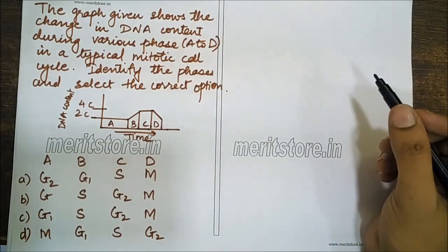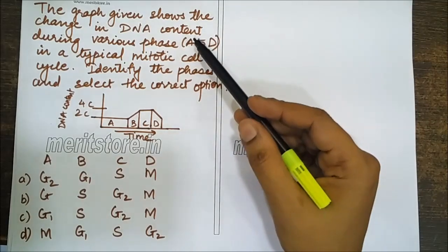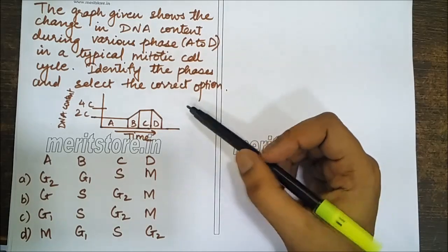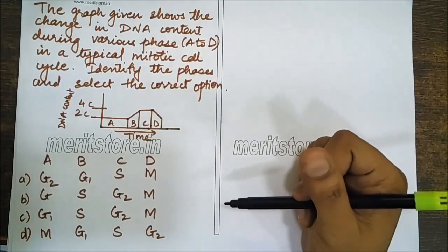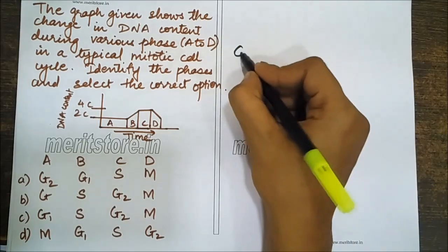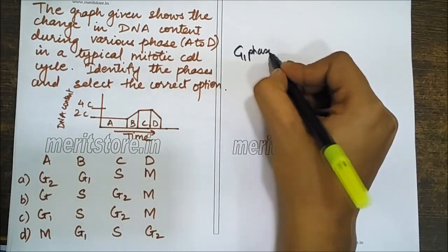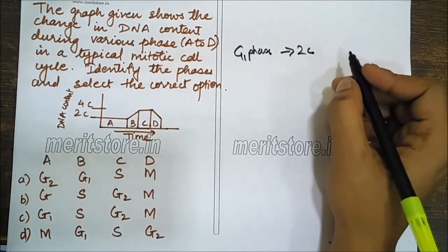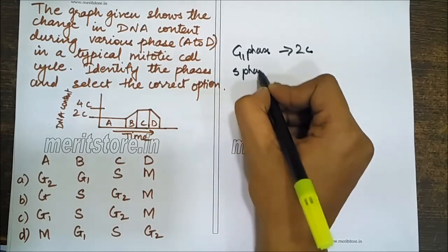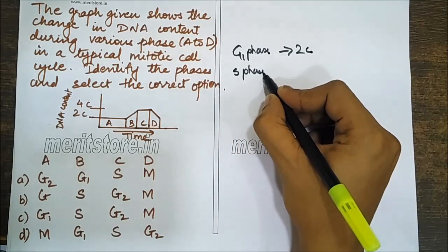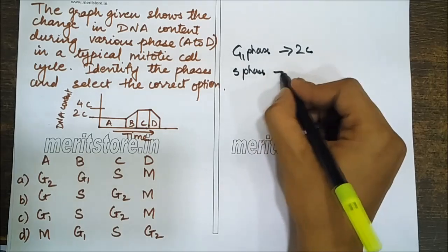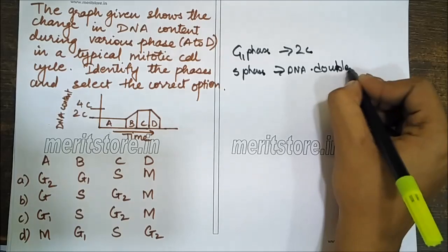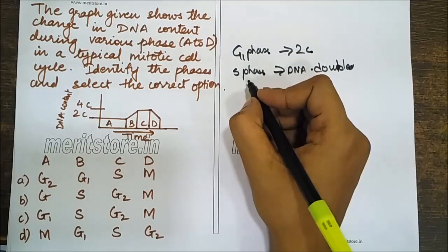Now this question says the graph given shows the change in DNA content during the various phases from A to D in a typical mitotic cell cycle. Identify the phases and select the correct option. Now look, during G1 phase, the DNA content is 2C. Now this S phase is marked by replication of DNA, and the amount of DNA per cell is doubled.